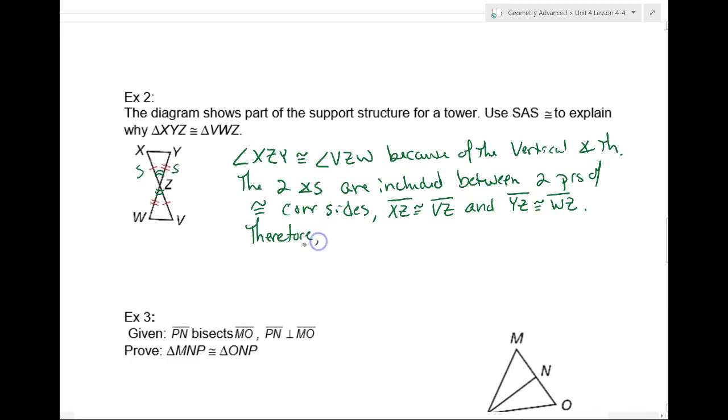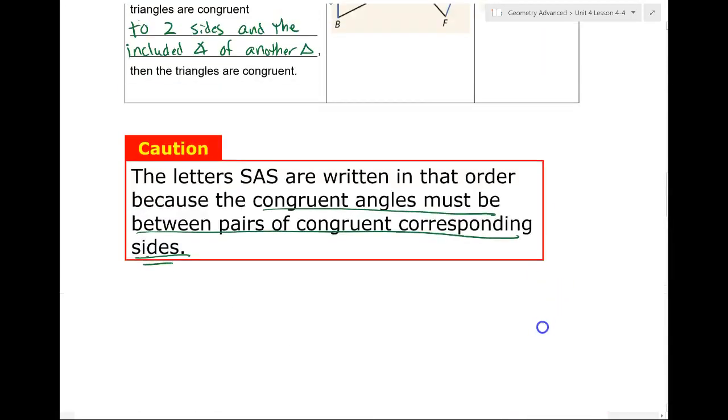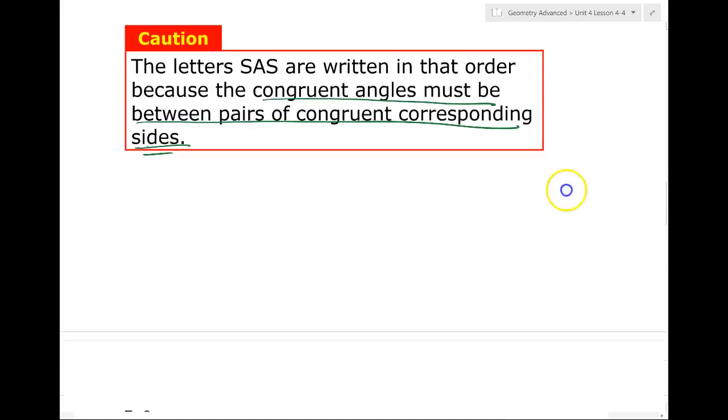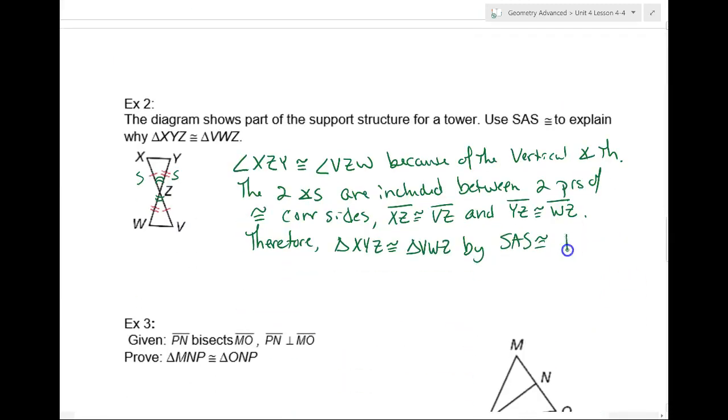So therefore, triangle XYZ is congruent to triangle VWZ by side, angle, side congruence. I think it's theorem, right? I'm sitting there saying postulate, but nope, it's postulate. Here we go. Postulate.